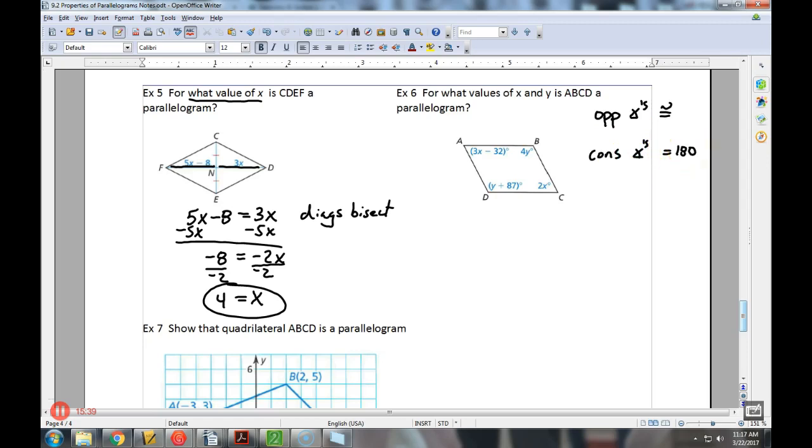So I think I'm going to start off with this opposite angle fact. I'm going to set up an equation. It doesn't matter which way I go, but I know that this angle and this angle are the same. So let's go 3x minus 32 equals 2x. And I'm going to subtract 3x from both sides.